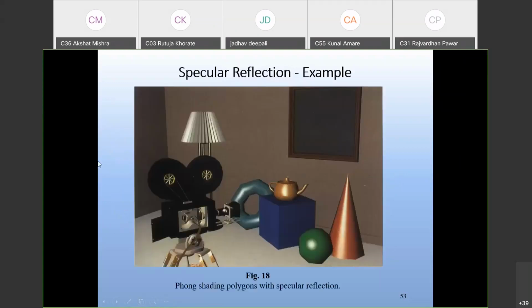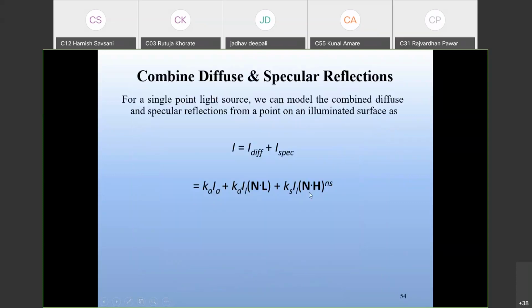So you can see here an example, the same scene, and how it looks with the specular reflection. Why? Because the surface reflects the light at one particular area, it reflects more light. Concentrated light is there, and that's why you can see the shiny surface here. Here you can observe the effect of the light. If we combine both diffuse reflection and specular reflection, I is equal to I diffuse plus I specular.